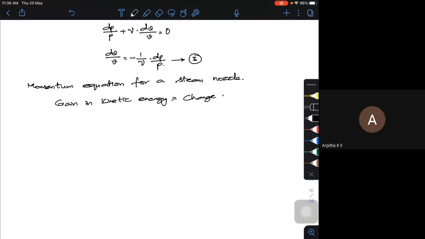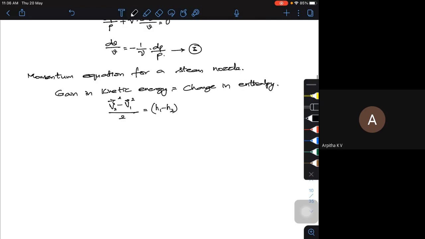Change in enthalpy. This we got from your steady flow energy equation. What is it actually? That is V2 square minus V1 square by 2 is equal to H1 minus H2. Okay, this is what we got. This is already we know. Now, what is H actually?